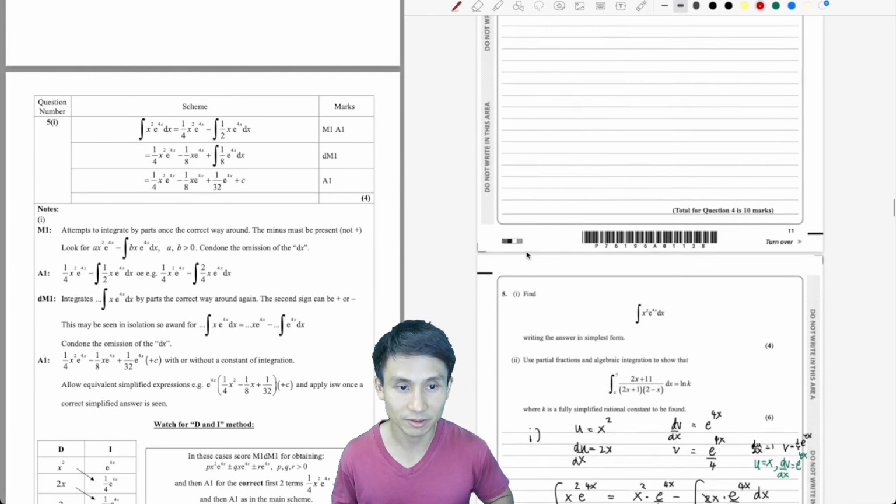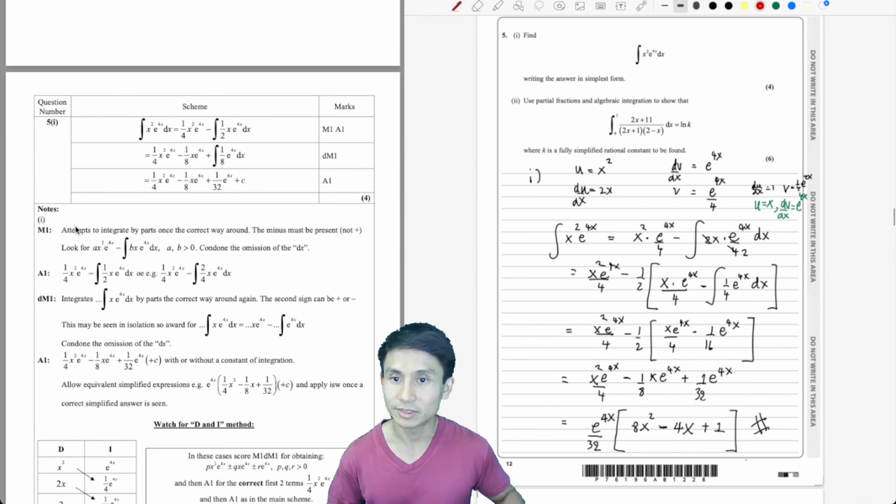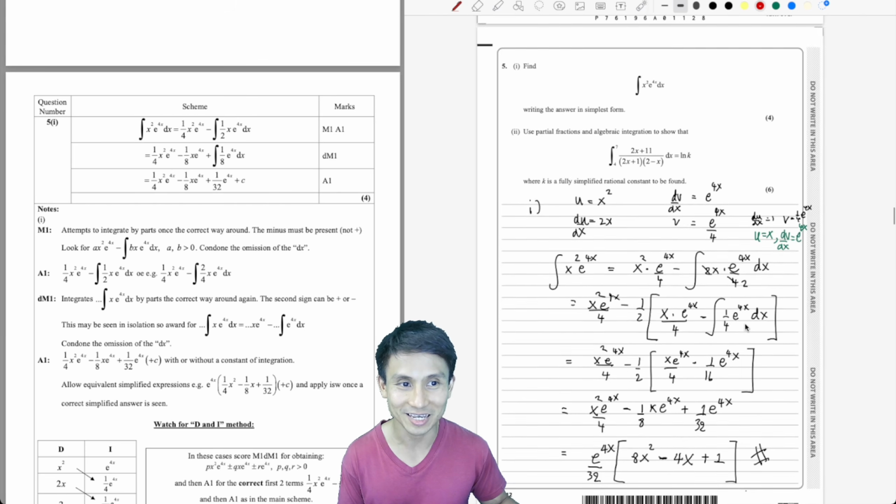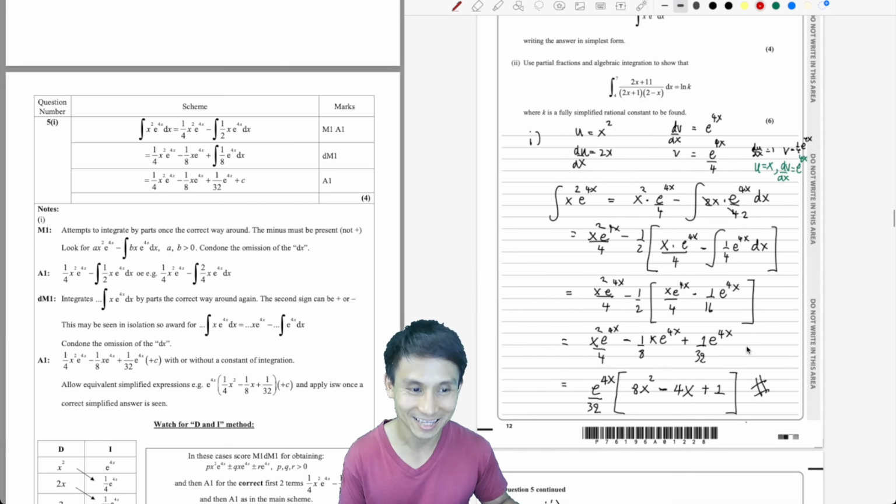Number 5. This is by parts integration. So let's look at the final form. X squared e to the 4x over 4 minus 1 over 8 x e to the 4x, plus 1 over 32 e to the 4x. Wait, I forgot a plus c. How could I? I didn't put a plus c here.